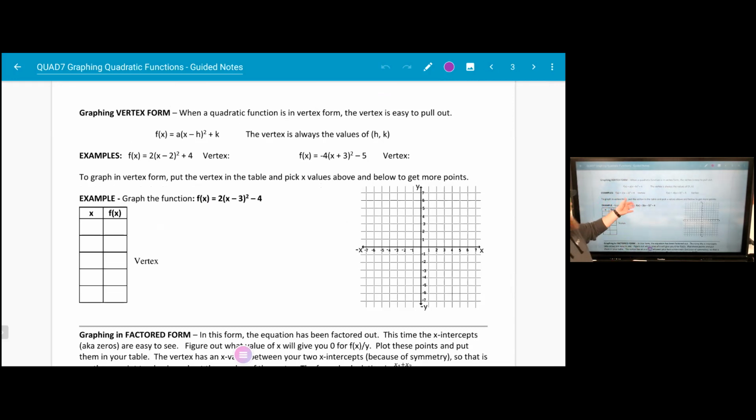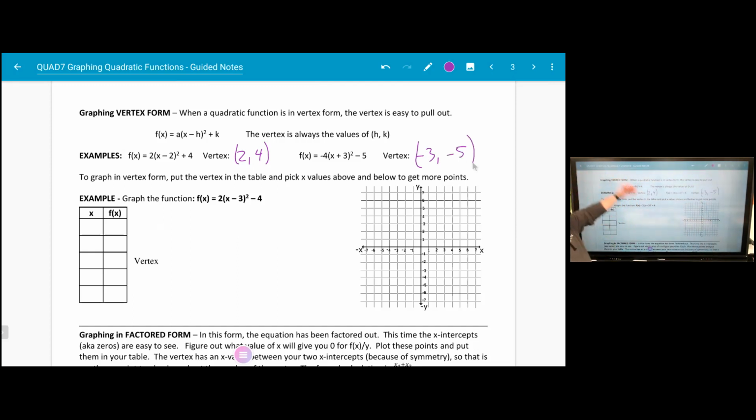It's x minus h, so we take the opposite of this one, just like we did before, right? The inside goes the opposite way we think it is. So if this is 2 times (x minus 2) squared, the x coordinate is 2. And then the k value is exactly what we think it's going to be for the vertex. This would be (2, 4). In the same way, -4 times (x plus 3) squared minus 5 at the end, it's the opposite for h. So the x coordinate is -3, and the y coordinate is exactly what we think it should be, -5.